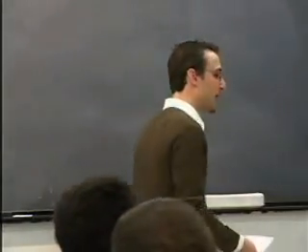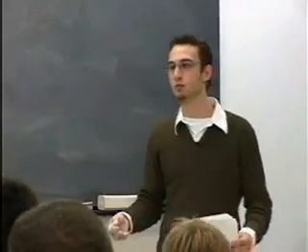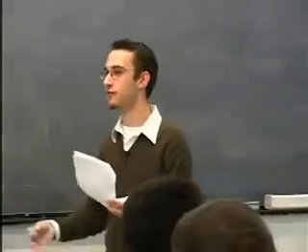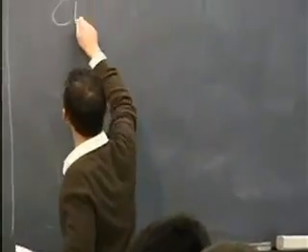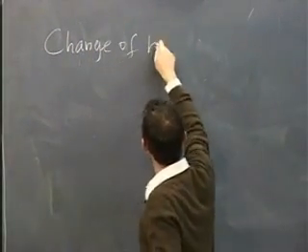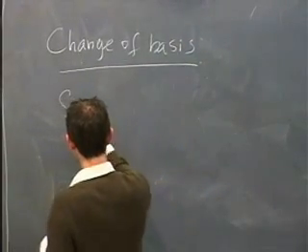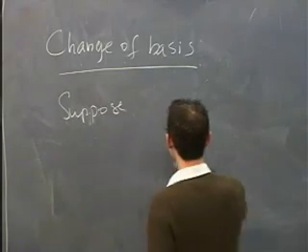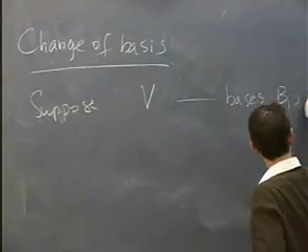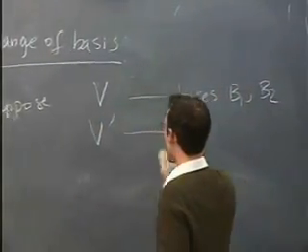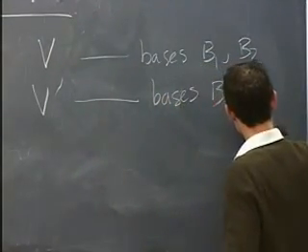Well, again, this is just a souped-up version of exactly what you saw in basic linear algebra. This is just putting all the trappings of this theory of abstract vector spaces over an arbitrary field on a theory that you've already seen. So, change of basis. Suppose we have V, and it has bases B1 and B2. And we have vector space V prime over F, and it has bases B1 prime and B2 prime.